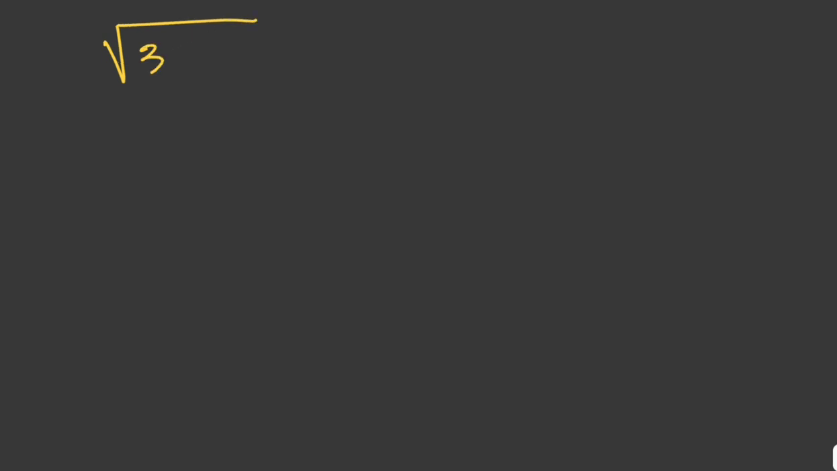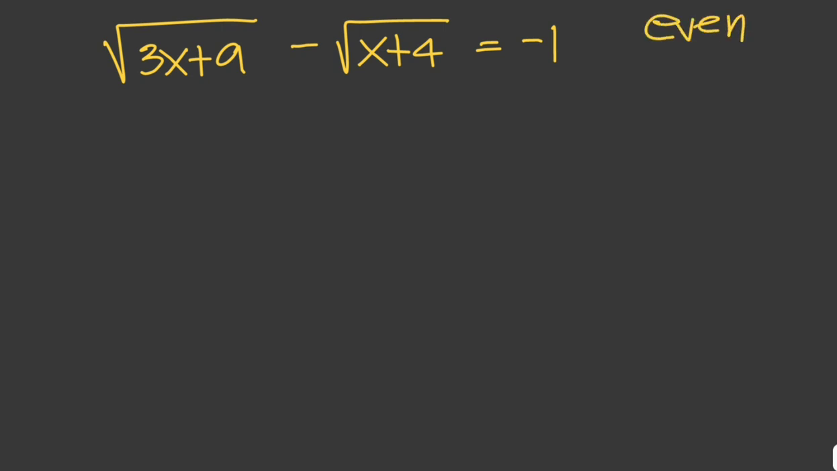Let's say we're given this problem: square root of 3x plus 9 minus square root of x plus 4 equals negative 1. Alright, let's check the index. The index is square root, that means it is even, and that also means that we will have to check the answers. Now to solve this, we must isolate the first root first. Okay, we can add square root of x plus 4 to both sides.